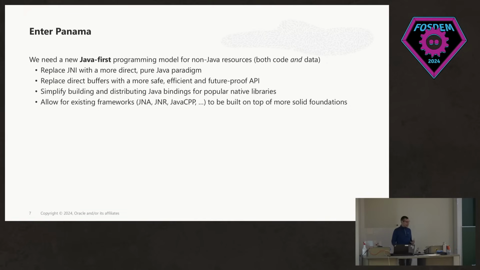So what we need instead is a Java-first programming model, something that allows us to reach into native functions directly, only using Java code. We also need, since we want to model off-heap memory in a saner way, a replacement for the byte buffer API, something more targeted at the use cases that FFI has. So we want deterministic allocation, we want a bigger addressing space, we want better ways to describe memory layouts so that we can access memory more easily.